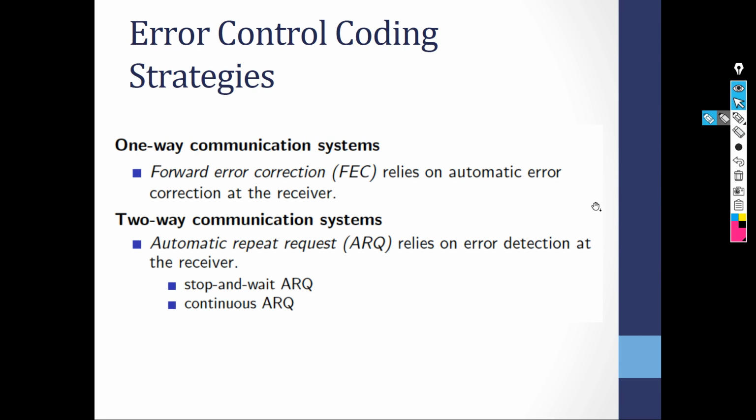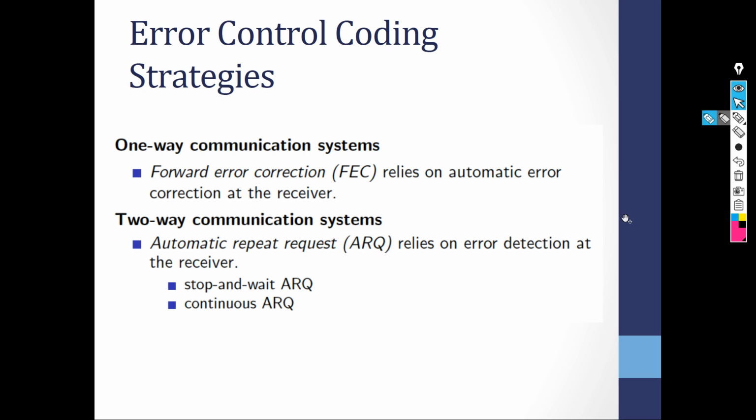And then, what are the error control coding strategies we use? We use one-way communication systems. One-way communication means there is no retransmission. You just send your data once. And for this, we use forward error correction.